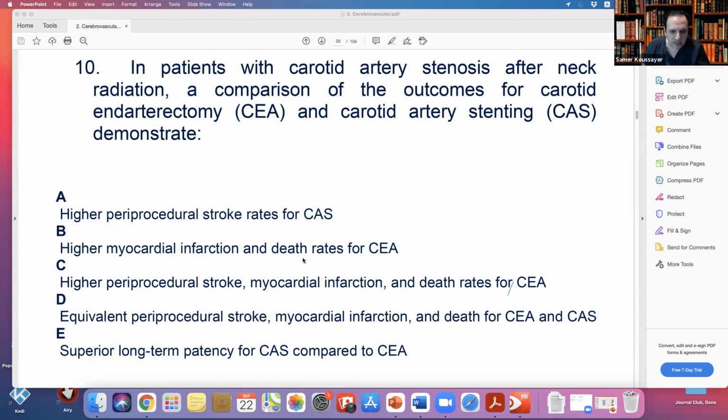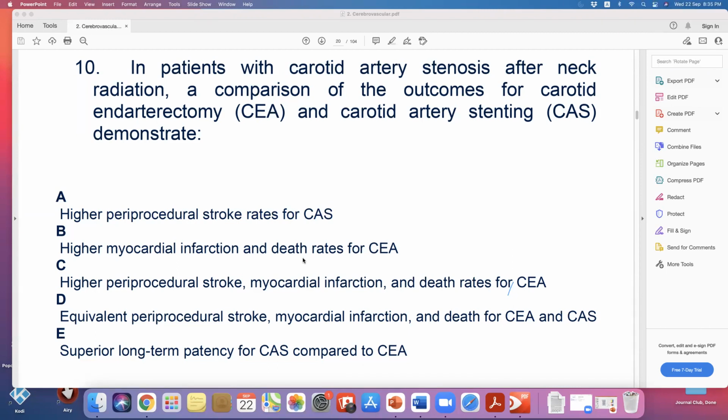Because radiation causes intimal hyperplasia and damage. We don't see a plaque, the same as the atheroma in atherosclerotic disease. Okay, mainly it is intimal hyperplasia. So you see a smooth stenosis in the internal and common carotid artery. So when you balloon it or stent it, the chance of embolization is very low because the pathology is different. It's not an atheroma that can break loose and go to the brain.